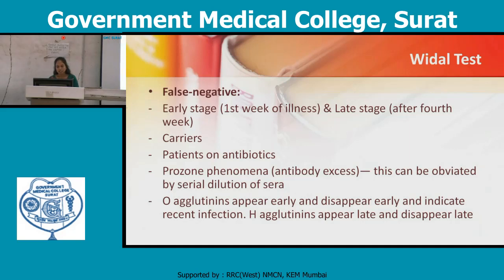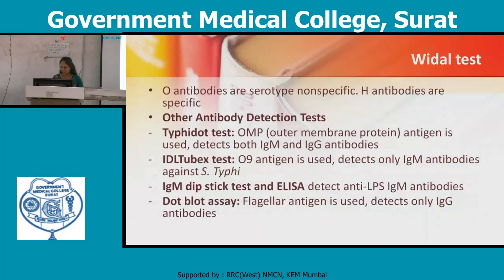O agglutinins appear early and disappear early and indicate recent infection. H agglutinins appear late and disappear late. O antibodies are serotype non-specific. H antibodies are serotype specific.